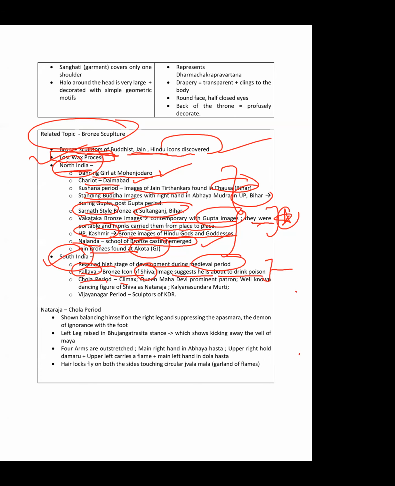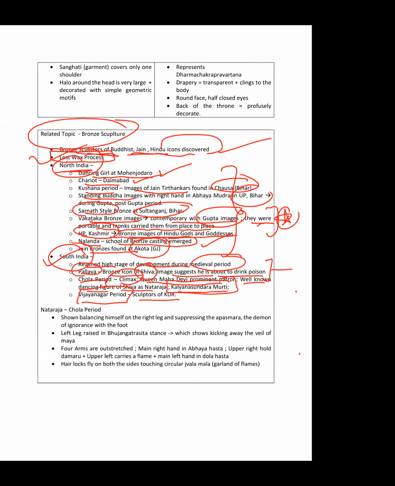In the Chola period, the climax of bronze sculpture, Queen Mahadevi was the prominent patron. It is well known for the dancing figure of Shiva as Nataraja. And another important sculpture is Kalyan Sundar Murti. Right. In the Vijayanagar period, you find bronze sculptures of Krishnadevaraya, right? So these are the developments in South India.